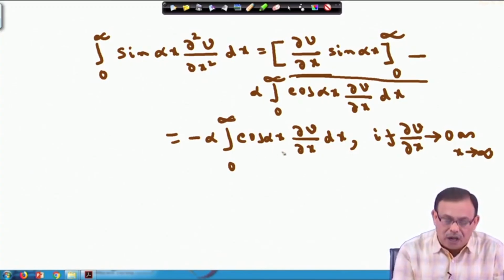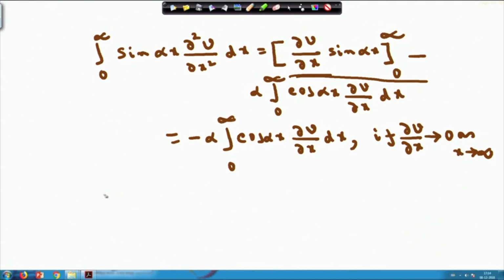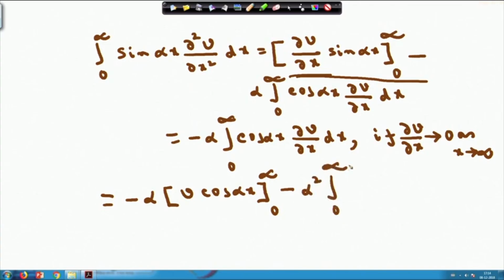Similarly, whenever I evaluate next, I will obtain minus alpha into v cos alpha x from 0 to infinity minus alpha square into the integral from 0 to infinity.